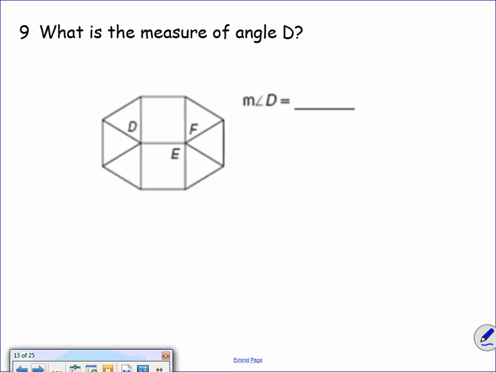Angle D. Now it gets a little trickier. This is why it gets trickier, because we have angle D here. You can't use your protractor today. It's all around this point. Let's keep in mind, remember, a circle equals 360.